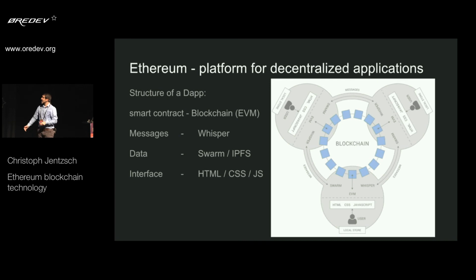Then they use Swarm to send around bigger files, for example, the HTML, CSS, and JavaScript files hosting the user interface. So they get the user interface from this decentralized database. In their browser, which is Web3 enabled, they can talk to the blockchain, and they use Whisper to send peer-to-peer direct messages to each other, because you cannot do everything on-chain, because it would be way too expensive.